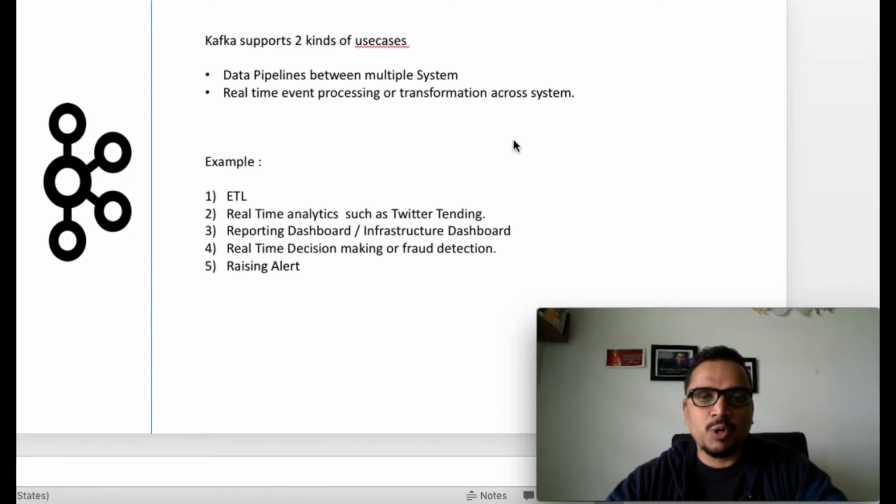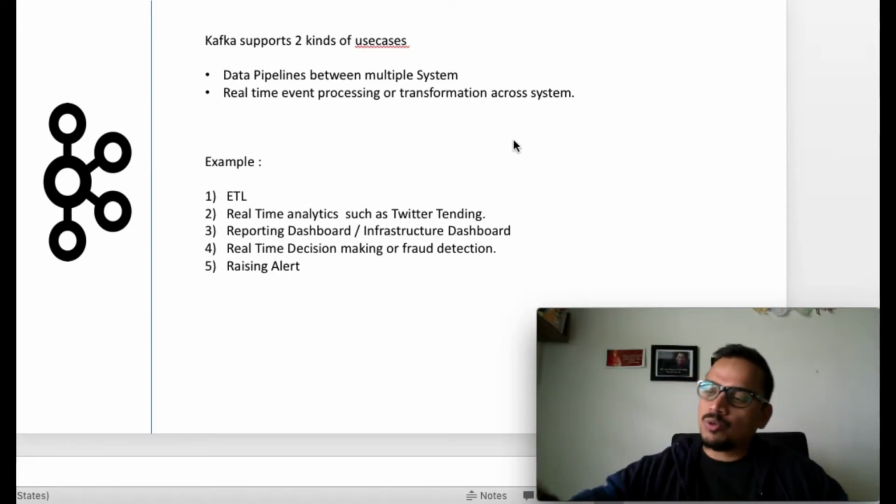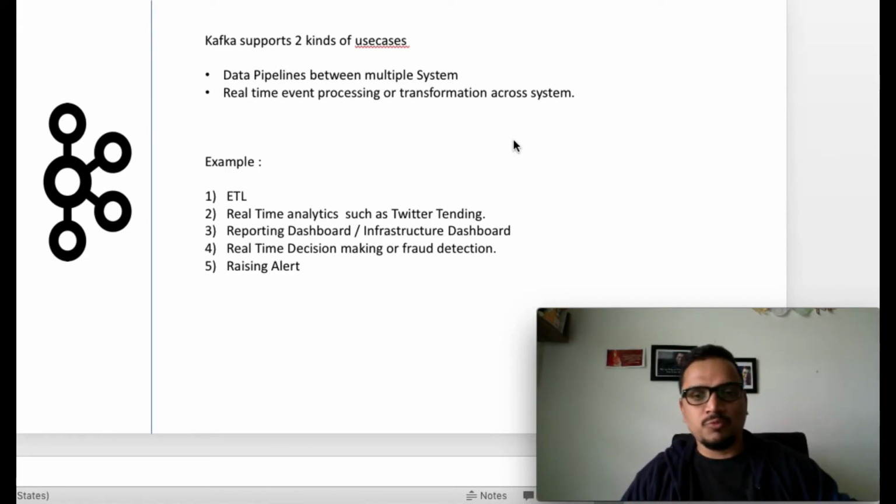Let's say suppose you want to have incremental ETL, where you are getting the data from one system and you want to store it in a target system. So what we can do, we can use Kafka for this kind of use case. We can also use Kafka for real-time analytics, right, like Twitter trending or buzz on Twitter. For this kind of real-time analytics, we can use Kafka.